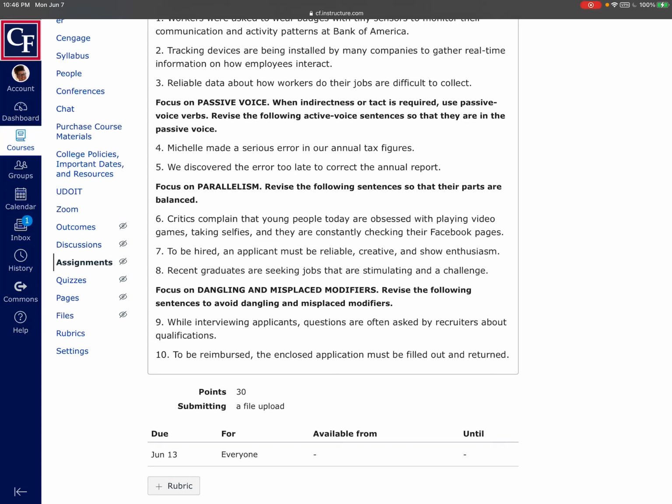For instance, on number 7, to be hired, an applicant must be reliable, creative, and we don't want to say show enthusiasm. We want to say enthusiastic. And so we want them to be nice and parallel.